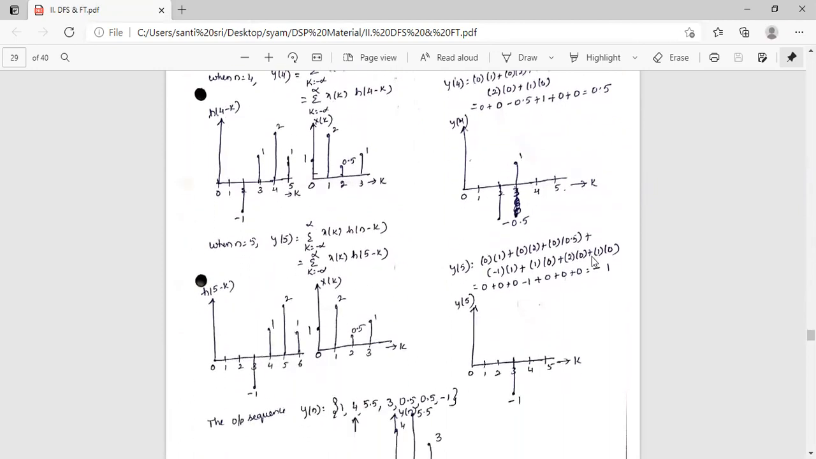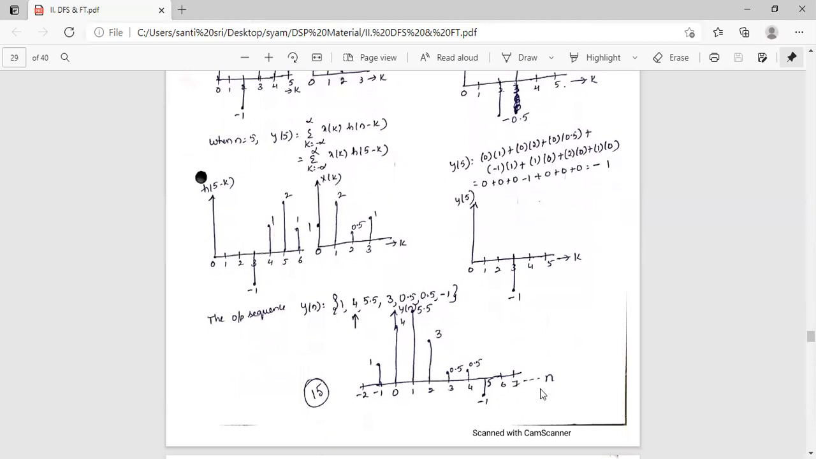And finally, y of 5. So y of 5 equals sigma k equals 0 to infinity this one. h of 5 minus k is this function, and this is x of k. By simply multiplying these two, we will get y of 5 value is minus 1 and the graphical representation is this one. Okay. So finally, we can write the output sequence as y of n equal to 1, 4, 5.5, 3, 0.5, 0.5, and minus 1.